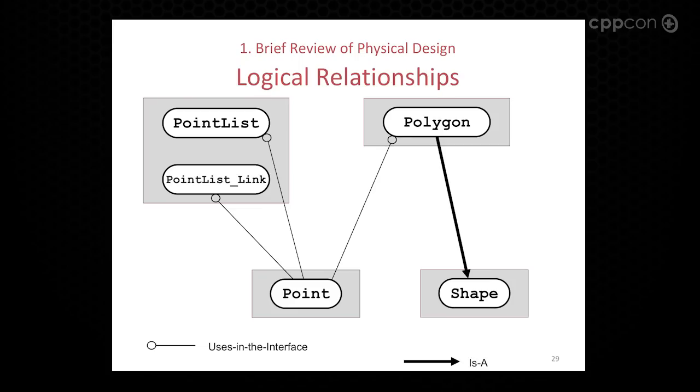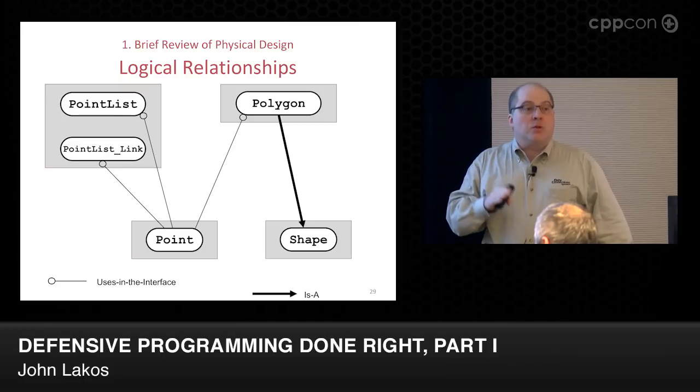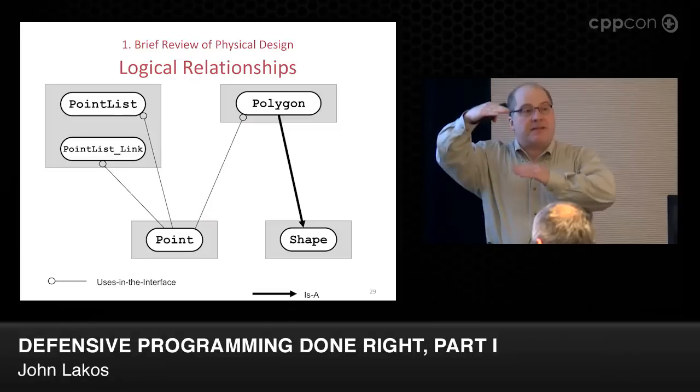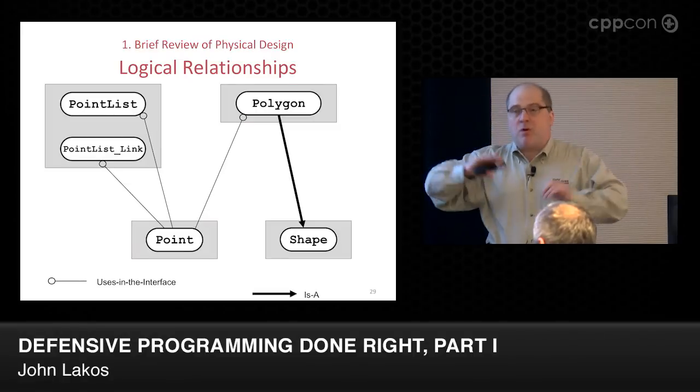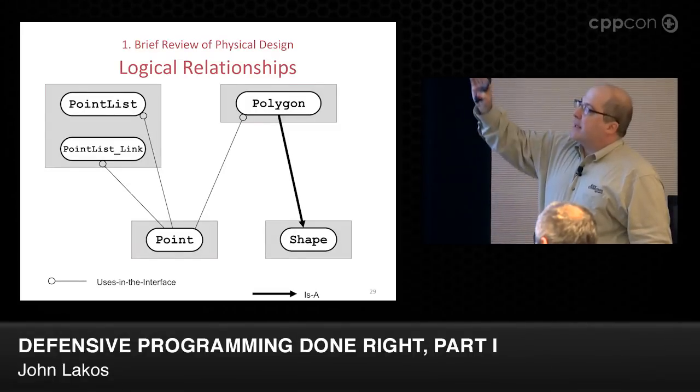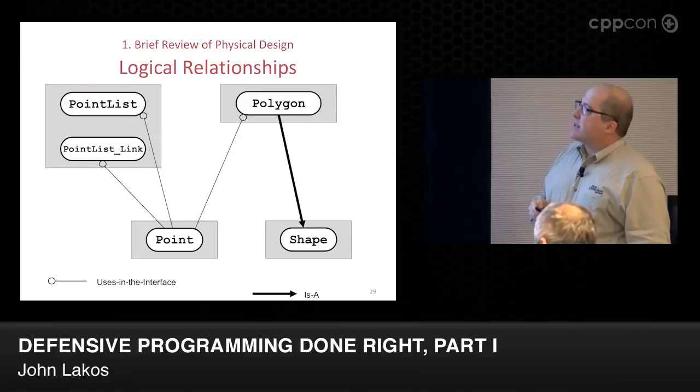So here we have a situation where a polygon uses point, a point list uses point, and a point list underscore link uses point. Point list underscore link by our convention means it's local to the component, just as if it were somehow private, except it's at the same level. And we won't go into why we do that, but nonetheless, those relationships exist.